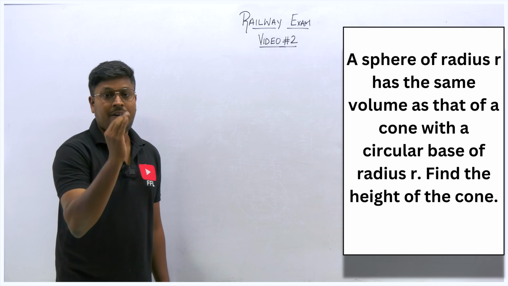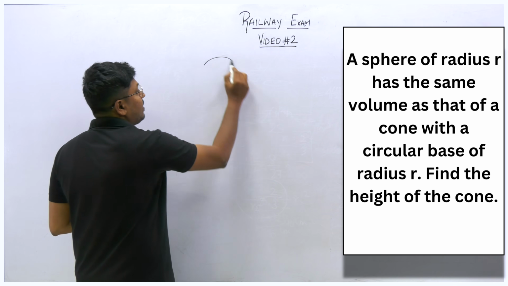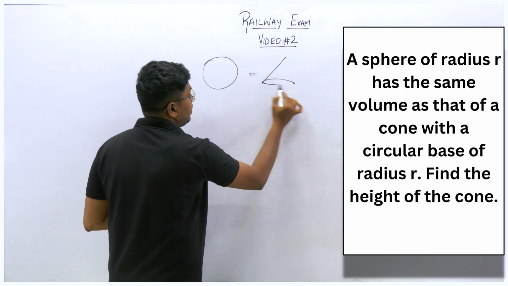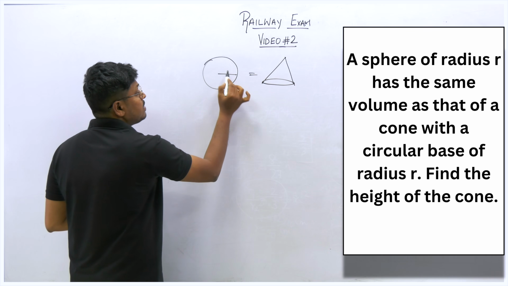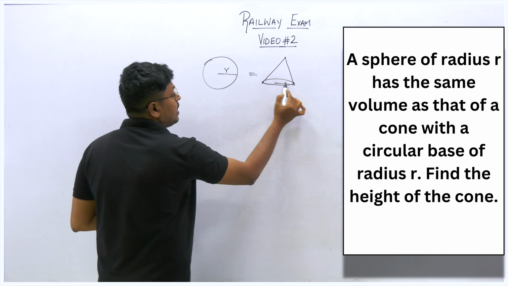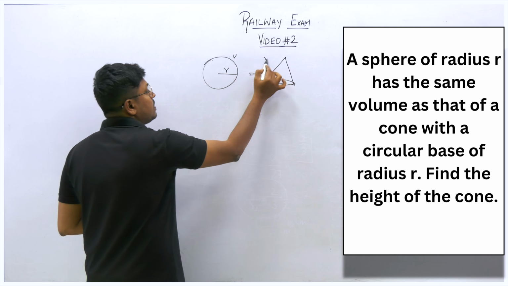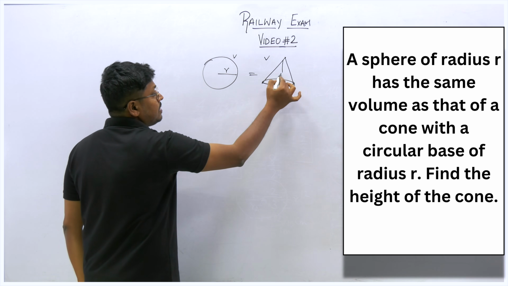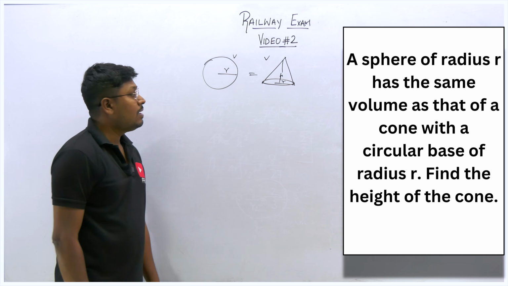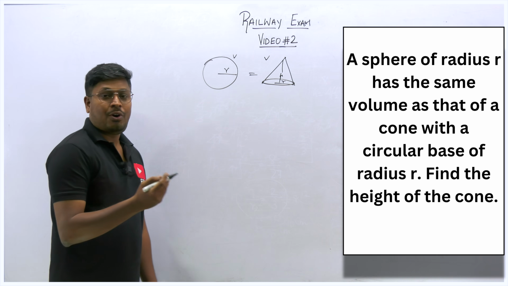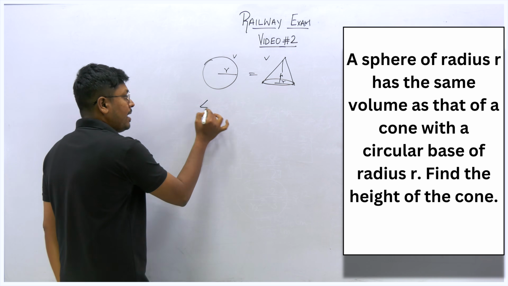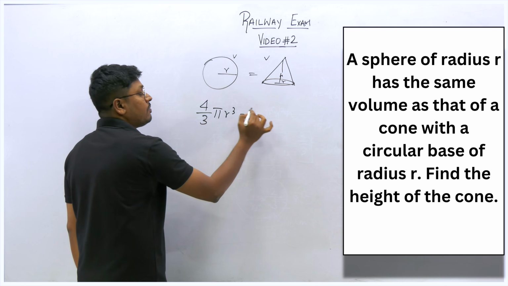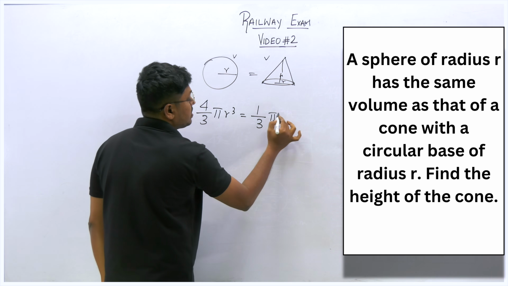Our target is to find what is the height of the cone, right? So they have given a sphere and they are saying that this sphere volume is equal to a cone volume. As well, they are saying this sphere radius is r and cone radius is r, and both the volumes are also same. So now, our target is to find the height of the cone, right? So here we know the formula for volume of sphere, 4 by 3 pi r cube, right? So it is equal to volume of cone, 1 by 3 pi r square h.